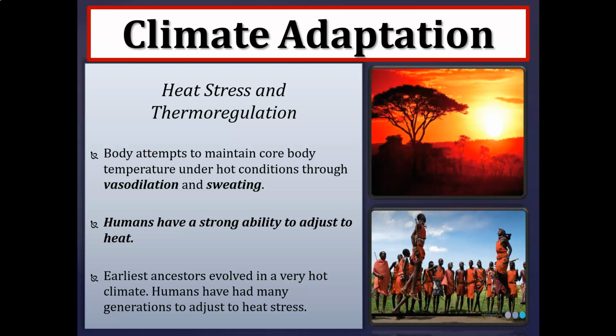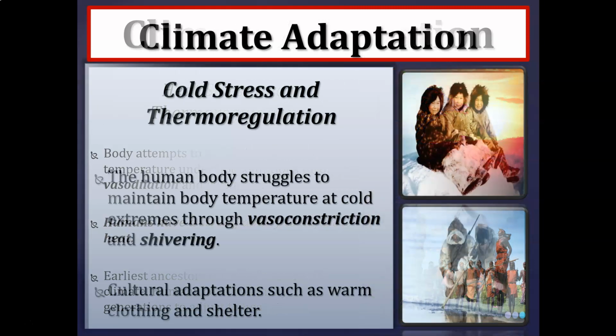And humans have a very strong ability to adjust to heat. Our earliest ancestors originated on the African savanna. Our ancestors, hominins, have been around about 6 million years, and Homo sapiens have been around between 200 to 300,000 years. So we've quite simply had more generations to adjust to this climate stress. So we are the best at this.